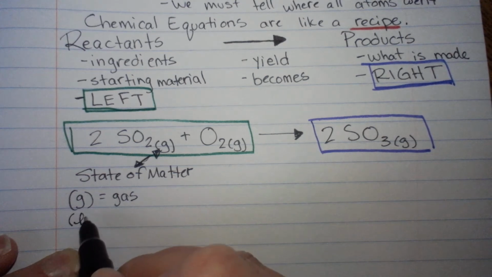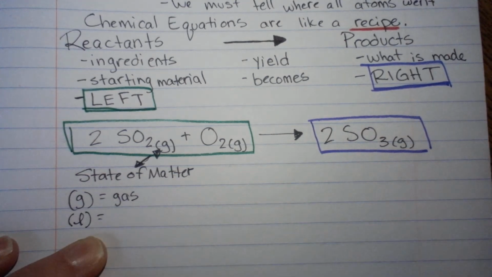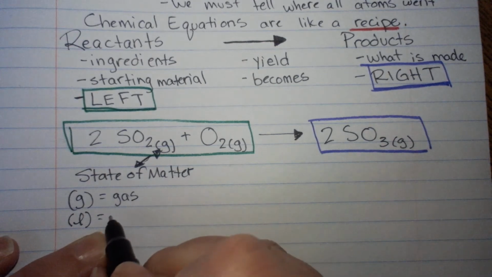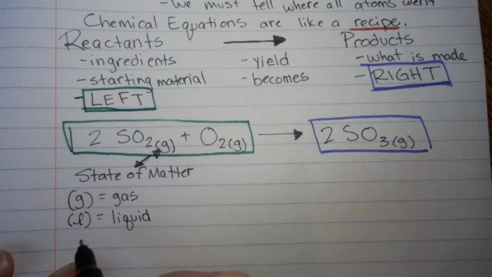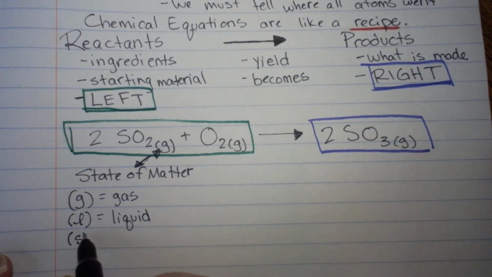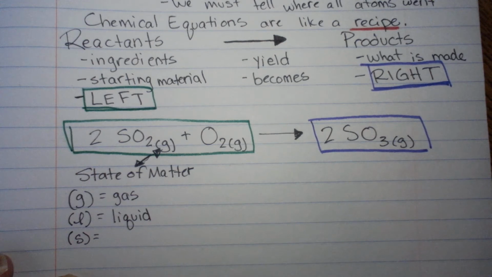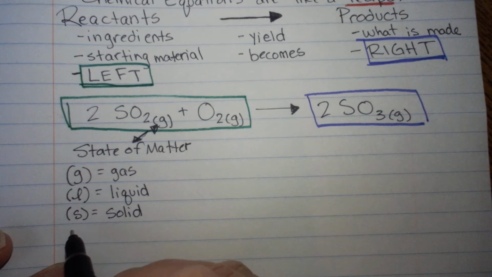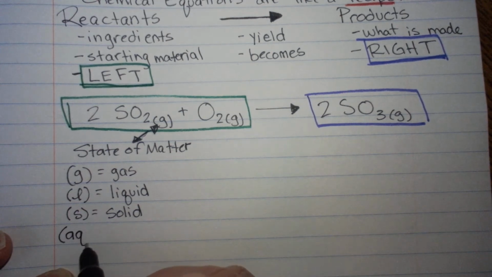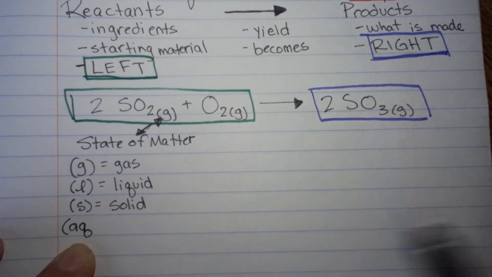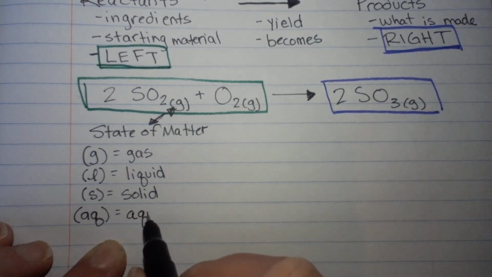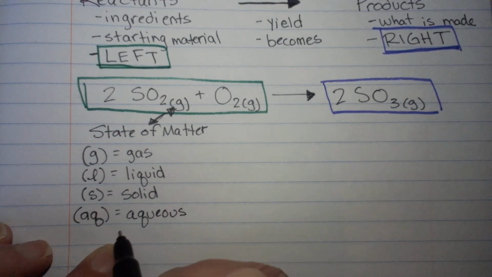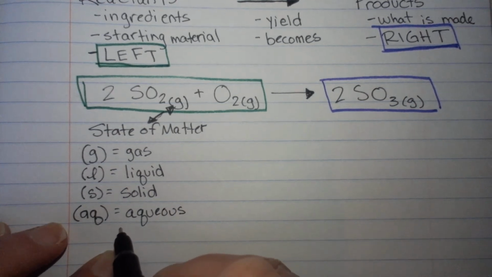So what does the little L mean then? It means liquid. So that would mean that the state of matter that your reactants or products were in was that. What does the little S mean? Solid. Alright, yeah, you guys are kind of getting the idea there. Now the one that's a little bit weird that you might not be familiar with is AQ. I know that looks really weird. But AQ means aqueous. And that just means dissolved in water. Okay.